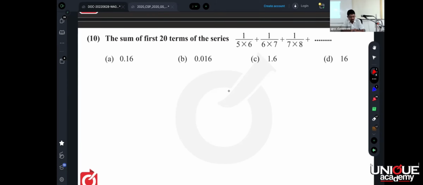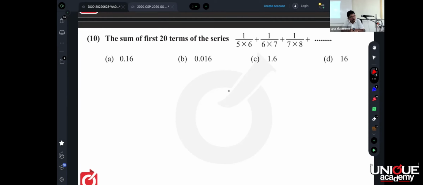The sum of the first 20 terms of the series. The first term is 1 upon 5 into 6. The second term is plus 1 upon 6 into 7. The third term is plus 1 upon 7 into 8, like that. How many terms are to be added? 20 terms, right? Even though we are not supposed to write all those 20 terms, we should get what the 20th term is. First of all, what is the 20th term?